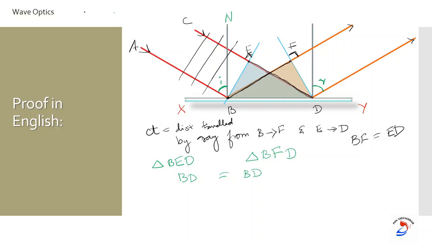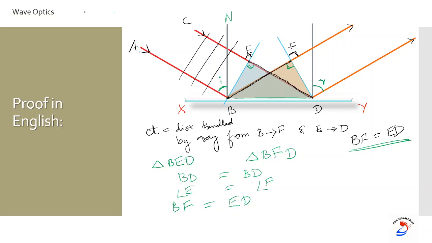Correct? This side is a common side here. Next, if you notice, this is perpendicular. So this is also 90 degrees and this is also 90 degrees because it's the wavefront that we have drawn. Therefore, we have angle E is equal to angle F. Also, we notice that BF is equal to ED.